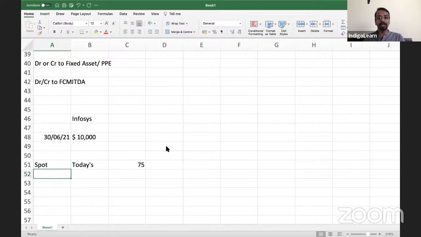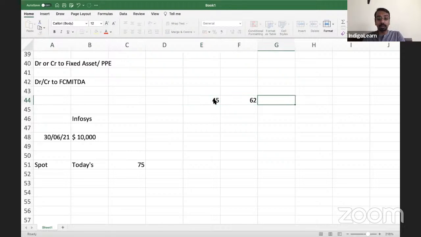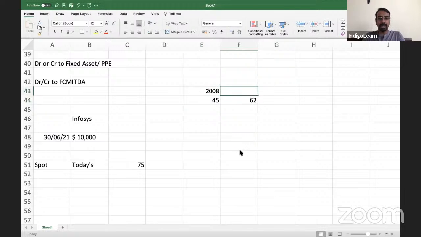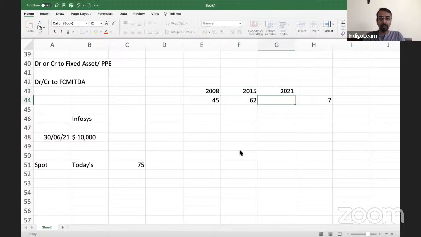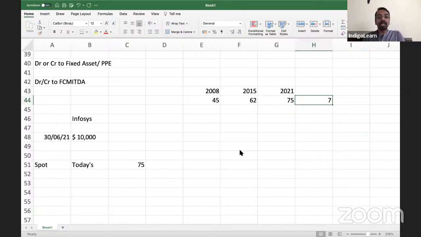So if you see a trend, I was mentioning, right? I have seen this at 45 around in 2006, 7, and 8. It went up to 62 in around 2015. I don't know exactly the year. This was around 2015, and we are in 2021. It is 75. So over a long-term period, you will see that the Indian currency is depreciating.